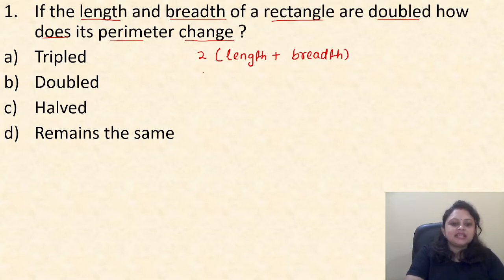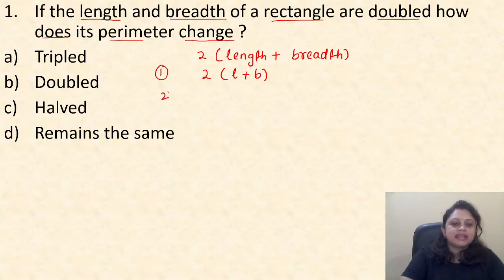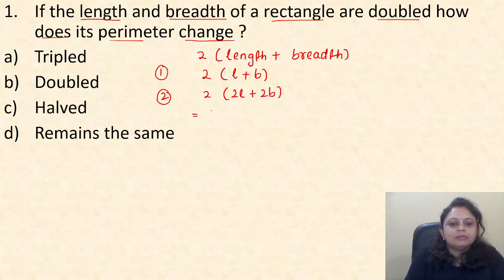Okay, so initially it was 2 into, if we take length as L, breadth as B, so it will be 2 into (L plus B). Okay, it is our first case. Coming to the second case, what is happening in the second case? The length and breadth are doubled. That means in place of L we can write 2L, and in place of B we can write 2B, right? That means it is 2 into, if you take 2 as common, 2 into 2 into (L plus B), right? Initially it was 2 into (L plus B).